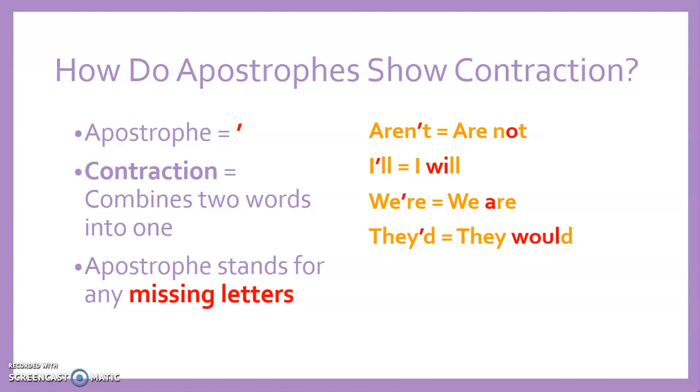So this list isn't exhaustive, but it gives you a sense of the range and diversity of contractions. There's lots of different contractions out there. And that apostrophe could stand for anywhere from 1 to several different letters. So keep that in mind as you go forth with your writing.